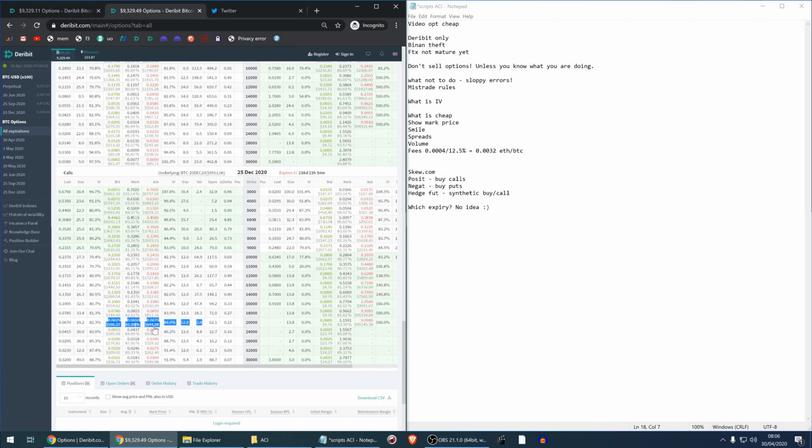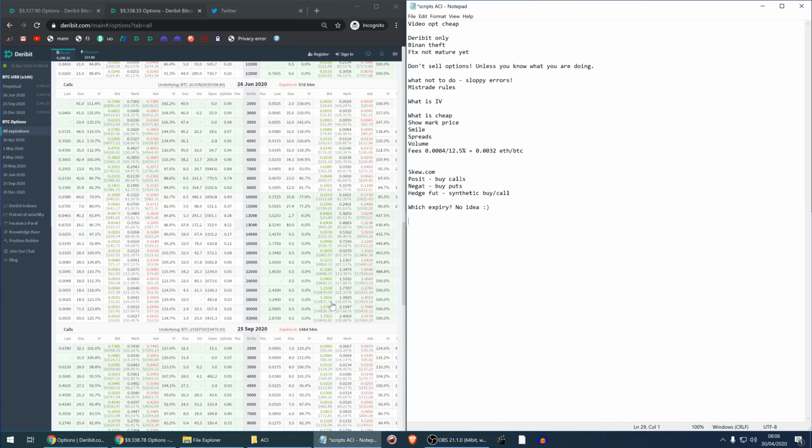So the more volume there is, the more convinced you are that someone will give you a fill on your offer, and you can be convinced that these options are fairly reasonably priced. As you can see, there is pretty much no volume on these puts with high strike prices here. The volume is 1 or 0.